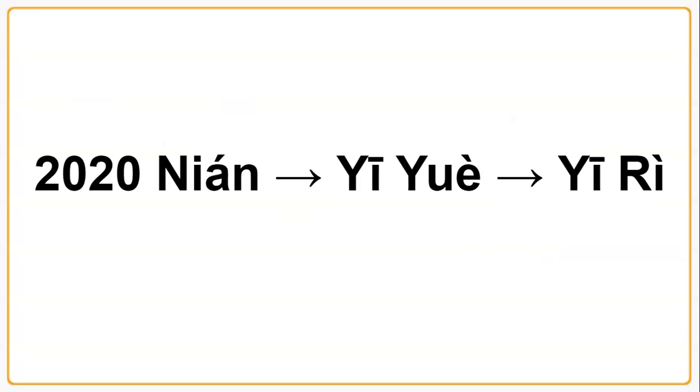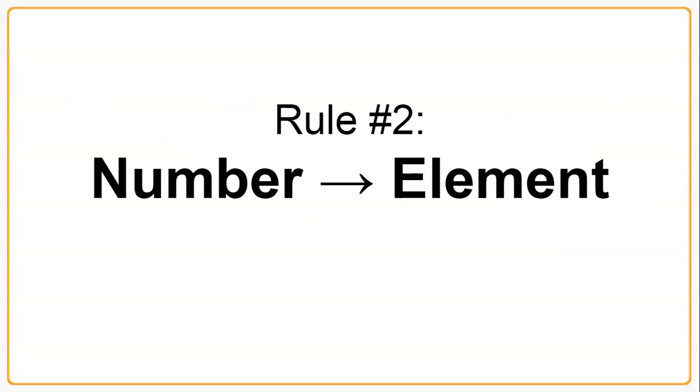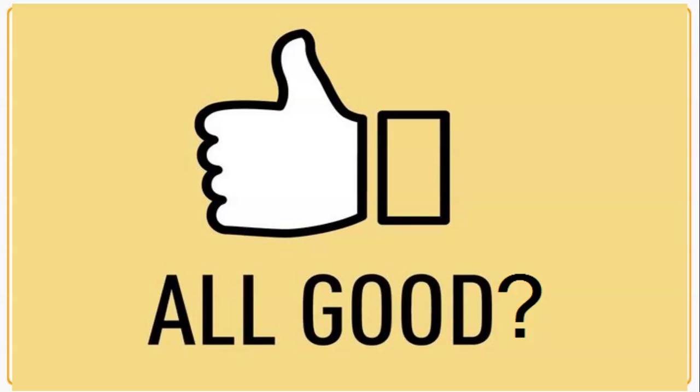If all of this sounds confusing, don't worry. You'll eventually get the hang of it. So let's just sum up rule number 1 and rule number 2 first. We rearrange the time elements according to its length of time, with the longest time element first, and moving on to the next, and so on. Second, we look at each time element. We say its numerical value first, then the time element. All good? Great.